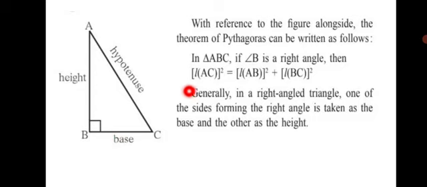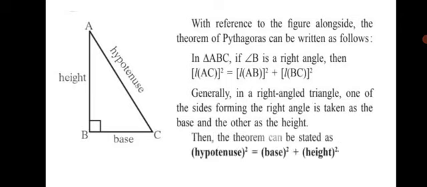So if we substitute AB and BC as base and height, how can we write the formula? It can be written like this. Then the theorem can be stated as hypotenuse square is equal to base square plus height square. You can see here AC square, meaning hypotenuse square, is equal to AB square plus BC square, meaning base square plus height square. Okay, so this is a very important formula. This is the theorem of Pythagoras, which you are going to write down in your notebook before you start with practice set 48. So let's begin.